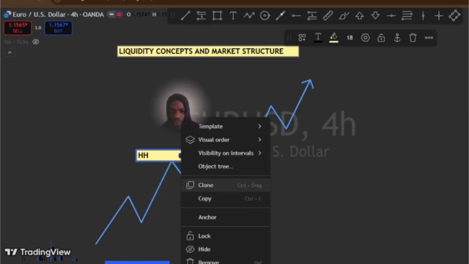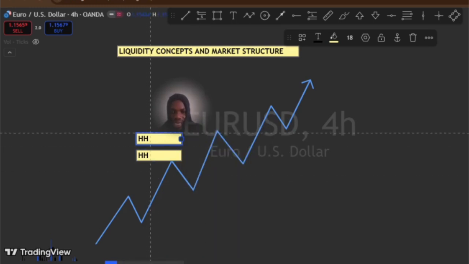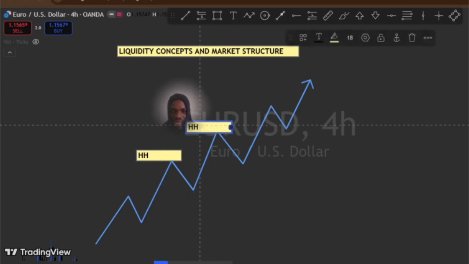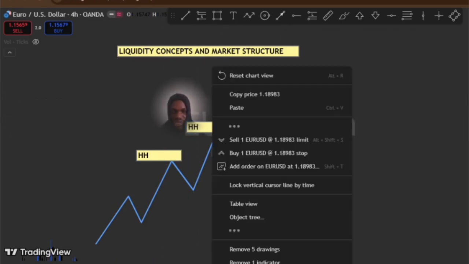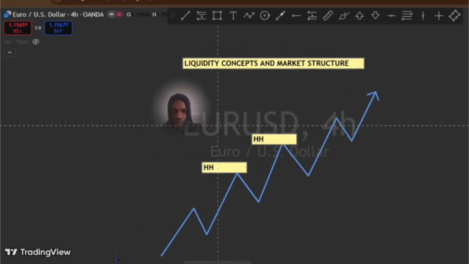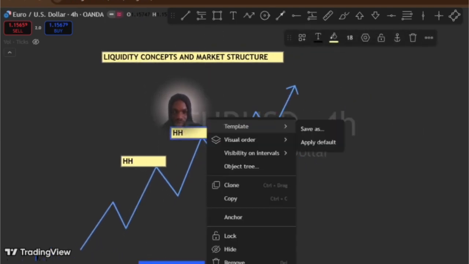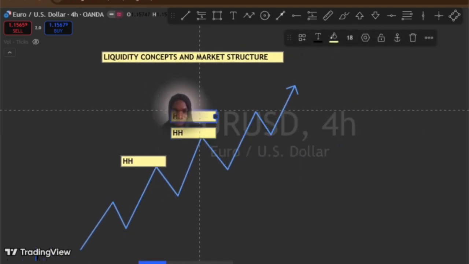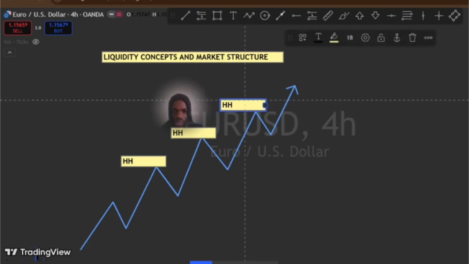So let's say this is another high. Okay, all right, guys, this is another high, and this is another high. So in a ranging market, we could see something like this. All right, guys, this is a ranging market.